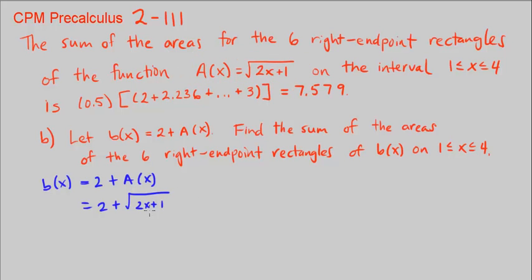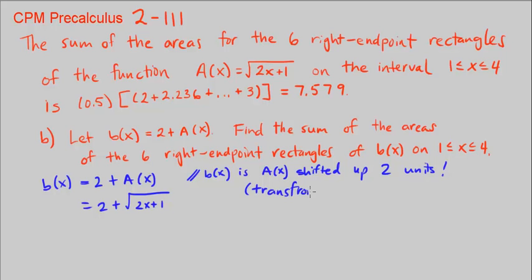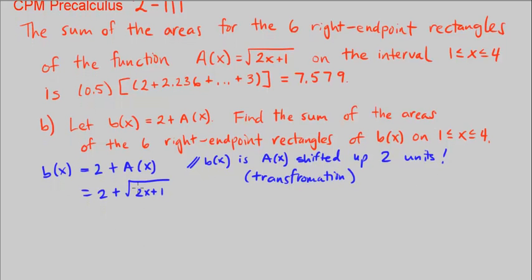So because we know transformations, let me write a little note here, b of x is a of x, and when you add 2 to the function, it's a of x shifted up 2 units. So knowing that this is the transformation that is taking place, we can go ahead and look at this in terms of what's happening.